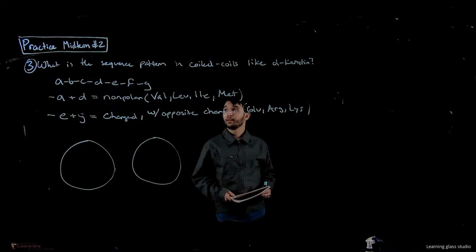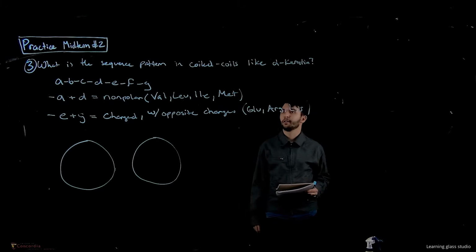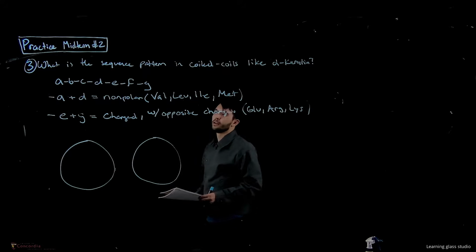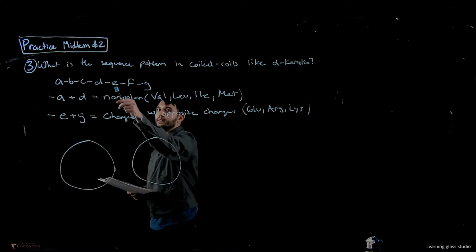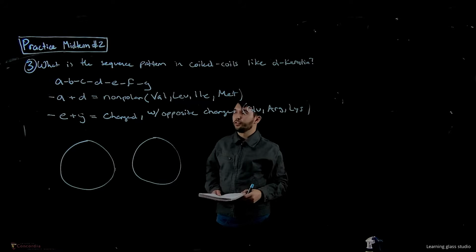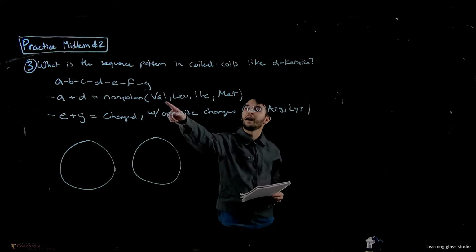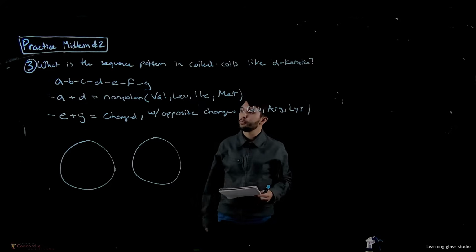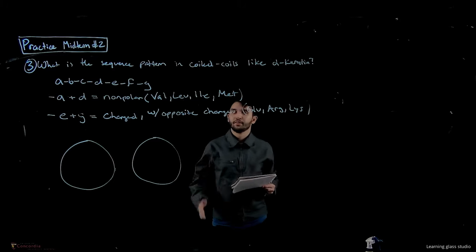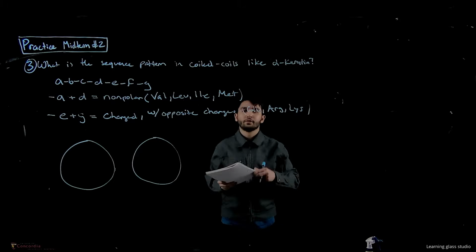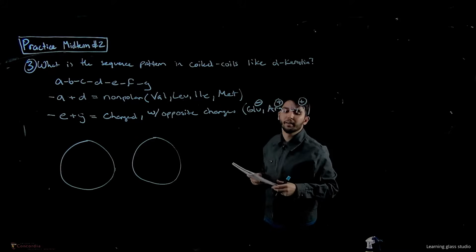So the next question is about coiled coils like alpha keratin. It's asking what is the sequence pattern in coiled coils. So the sequence pattern is a repeating motif of 7 amino acids, A, B, C, D, E, F, G. Okay? And what's notable is that A and D are always going to be non-polar amino acids, so valine, leucine, isoleucine, methionine as examples. E and G will be charged amino acids, and they will have opposite charges. So glutamate, arginine, lysine, glutamate being negative, arginine and lysine are positive.